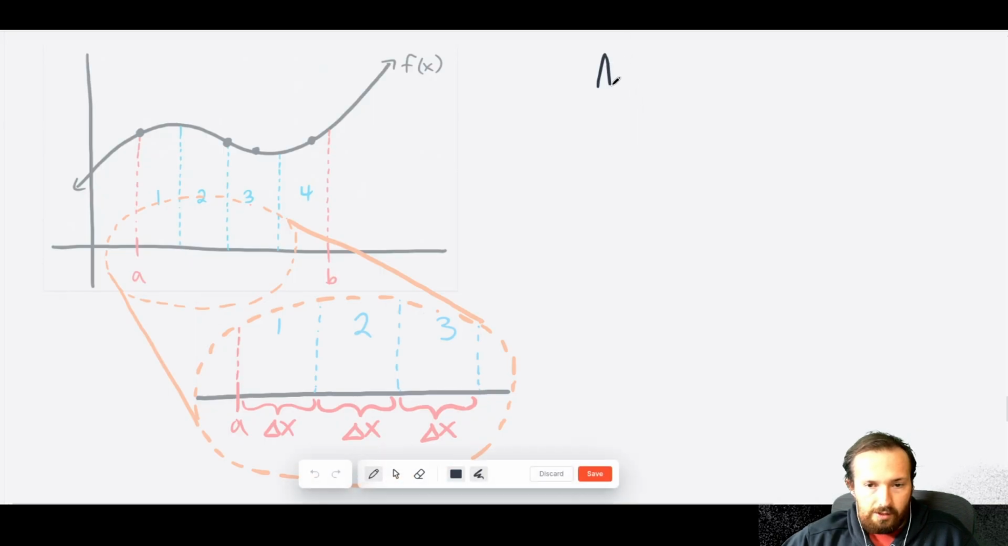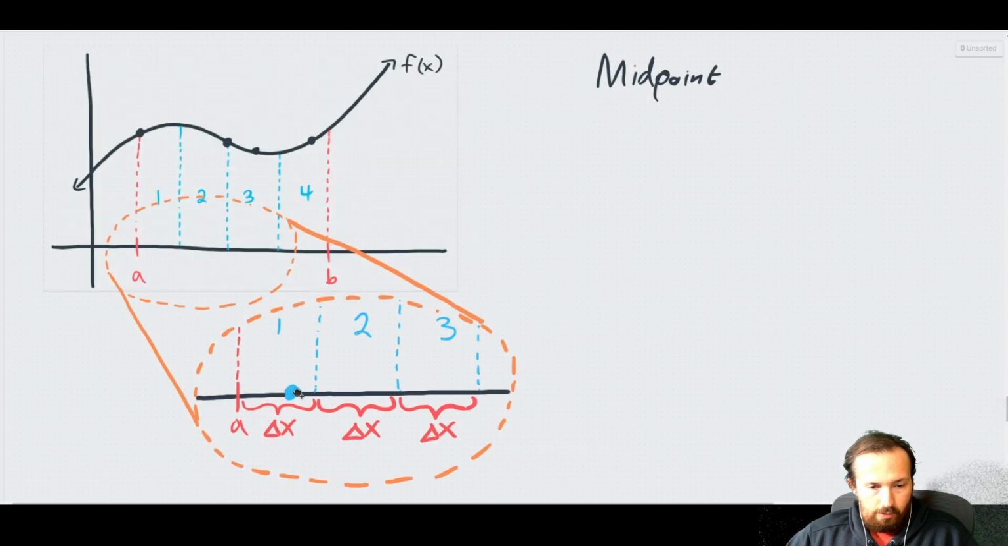Now, let's see if we can figure out a rule to find the midpoint rule. So the midpoint rule says that, again, normally we can choose any value we want as the sample point, but the midpoint rule says let's do the one exactly in the middle. So in the first partition, it would be there. In the second partition, it would be there, right in the middle. Third partition, it would be there, right in the middle. Go ahead and pause the video and see if you can come up with a rule for that.